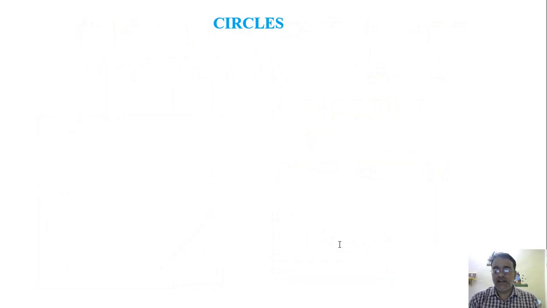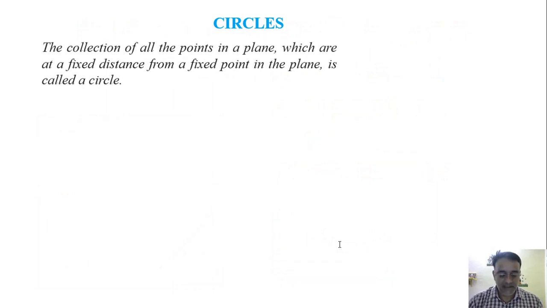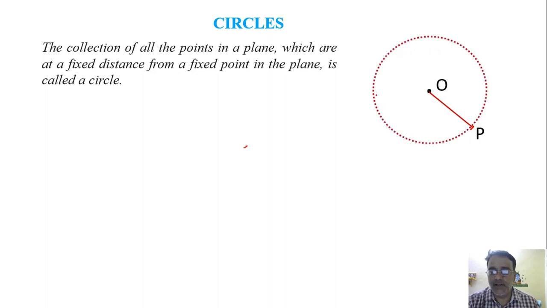So let us recollect what is a circle. The circle is the collection of all the points in a plane which are at a fixed distance. If we take a fixed distance, see this one, this is a fixed distance and we are collecting all the points which are equidistant from this point. Now we are collecting all the points, so it will form the shape of a circle. Theek hai, the shape it forms is called a circle. So the collection of all these points in a plane is called a circle.